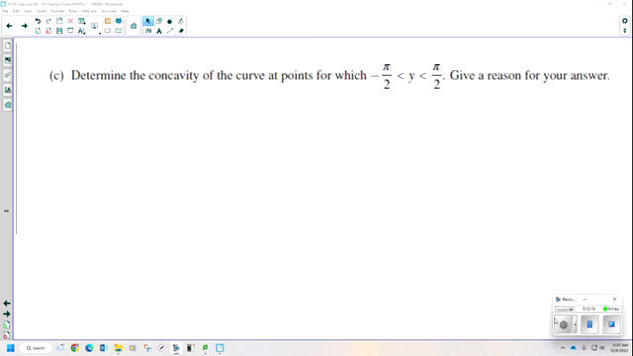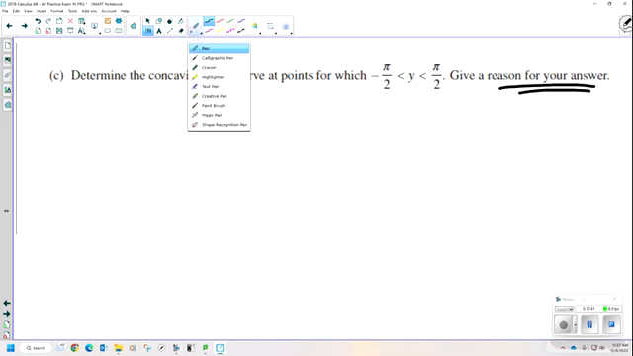6C. Determine the concavity of the curve at points for which y is between negative pi over 2 and pi over 2, or in terms of degrees, negative 90 and 90. Give a reason for your answer. Give a reason means we need to explain. Okay? So let's start.